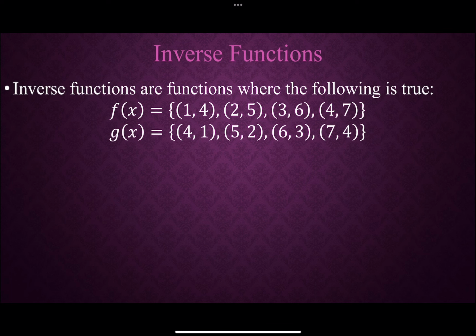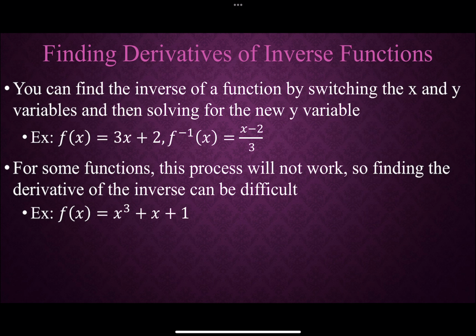You have f of x: 1, 4, 2, 5, 3, 6, 4, 7. G of x is the inverse if we can switch the x and y's and say it's 4, 1, 5, 2, 6, 3, 7, 4. So it's simply the switching of the x and y's that makes it an inverse function. You should have talked about how to find algebraic inverses for numerous examples throughout your academic career, starting in Algebra 1, Algebra 2, Pre-Calc, all those classes, in some contexts.